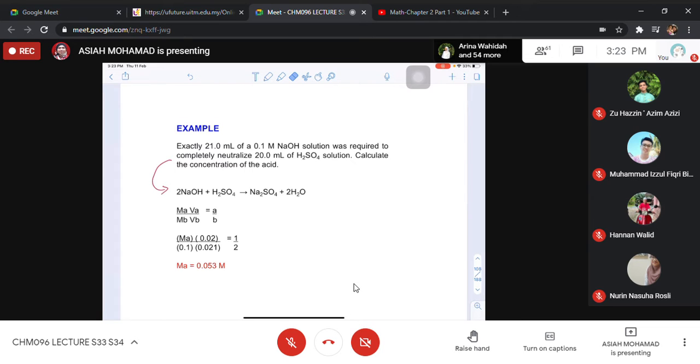In this case, the coefficient for acid is 1 and the coefficient for base is 2. So plug in all the values in order for you to calculate the concentration of acid, MA. By applying the formula, we can get directly the molarity of acid.